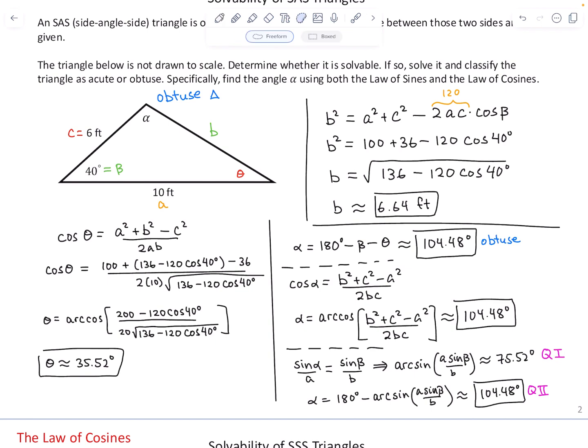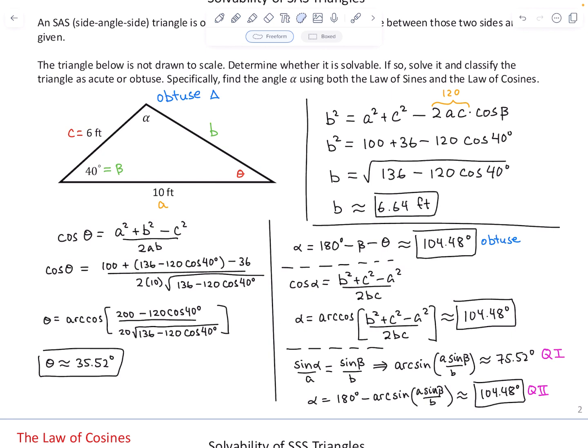So one issue: if I had tried to find alpha first by using the law of sines right here, then I would not have necessarily known which of these two angles would be the angle I am looking for. And that is because, keep in mind, this triangle is not drawn to scale, so it's not always easy to identify whether alpha needs to be obtuse or acute. In fact, the same thing is true for theta. So the law of sines to find angles has some cognitive challenges.